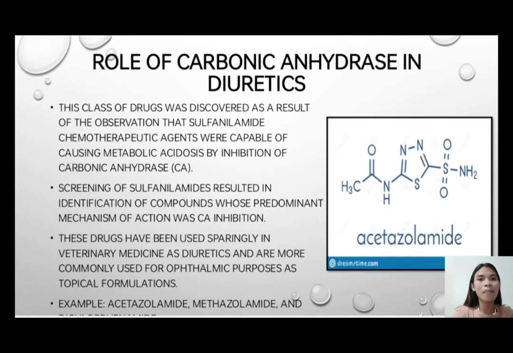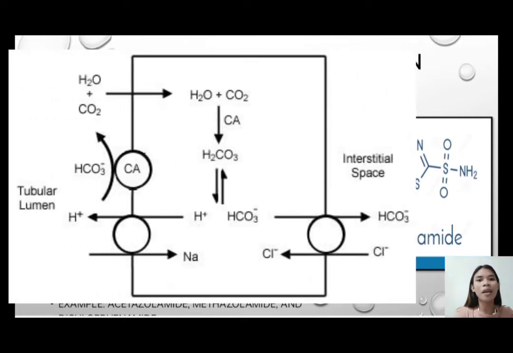acetazolamide, methazolamide, and dichlorphenamide. The activating step in the process of bicarbonate absorption is the secretion of the hydrogen ion into the tubule lumen, which is largely responsible for the favorable electrical gradient as sodium diffuses into the cell. The hydrogen is derived from the dissociation of carbonic acid, whose supply is facilitated by the presence of carbonic anhydrase.